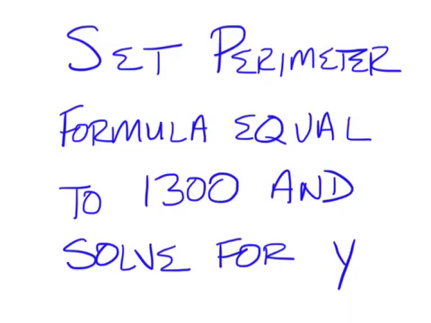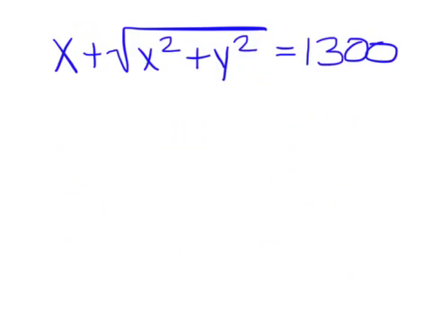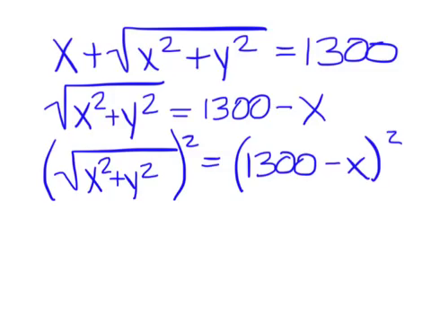So there's the perimeter formula, set equal to 1,300. To solve for y, you're going to have to move that x over to the right side, change the sign, and you need to get the x squared plus y squared underneath the square root sign by itself, so that you can square both sides and get rid of that square root sign. So that's why we moved this here, and we've put a square on both of these now.